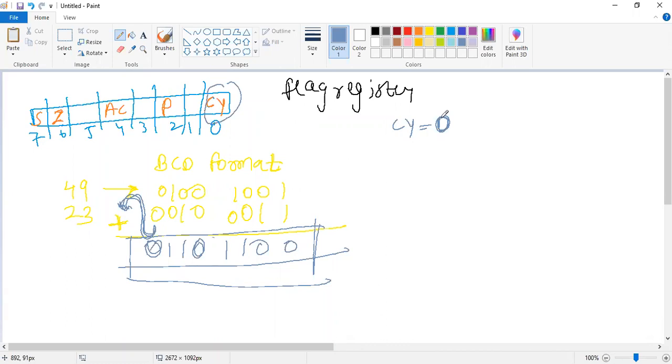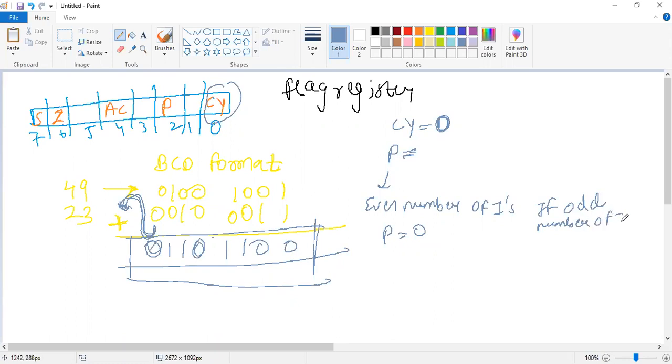Okay. Now see parity. Parity means, if there is an even number of ones, then P will be 0. If there is an odd number of ones, then P will be 1. If we count in our case, how many ones do we have? 1, 2, 3, 4. There is an even number of ones. So parity will be 0.